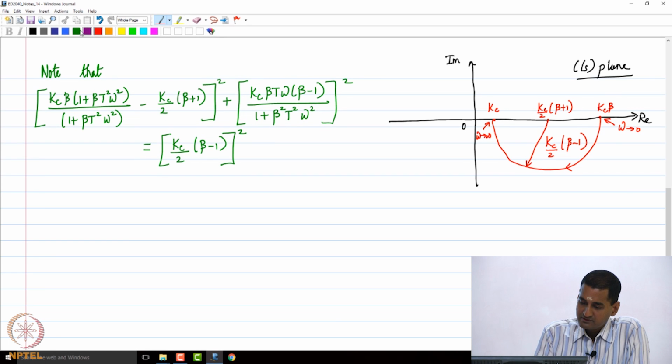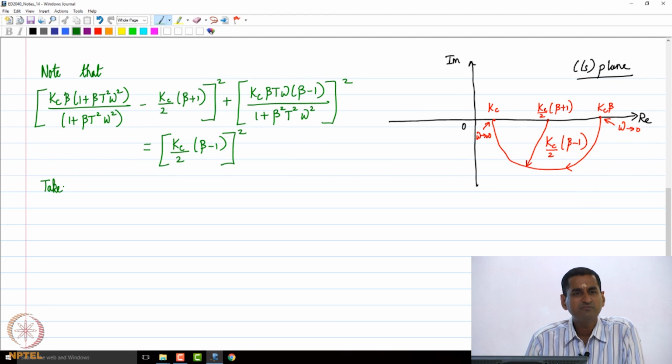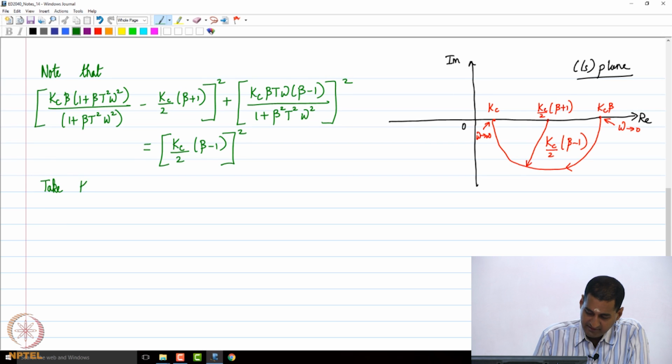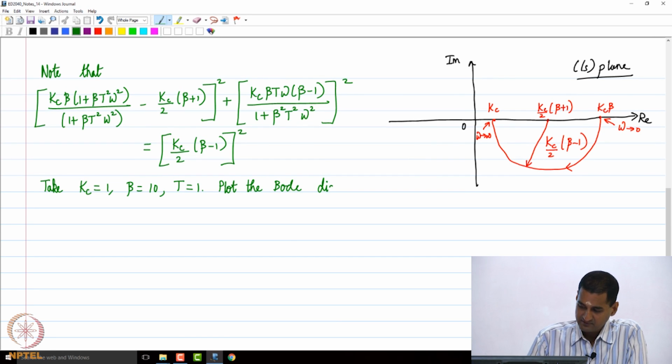Now, if we continue, I am going to leave you with a few exercise problems. This is pretty similar to what we did in the lead compensator, so you can see the similarities and differences once you do the problems. Let's take the value of Kc to be 1, beta to be 10, and T to be 1. Plot the Bode diagram of C of j omega.